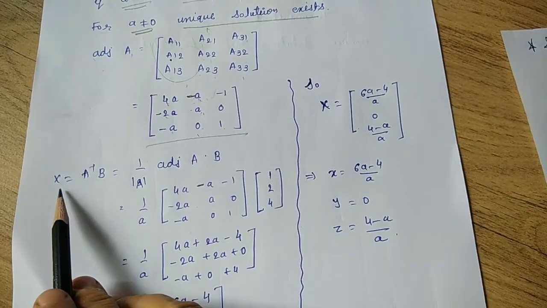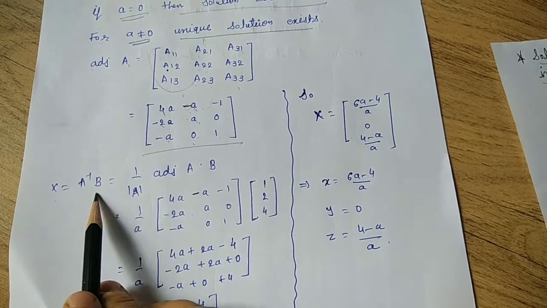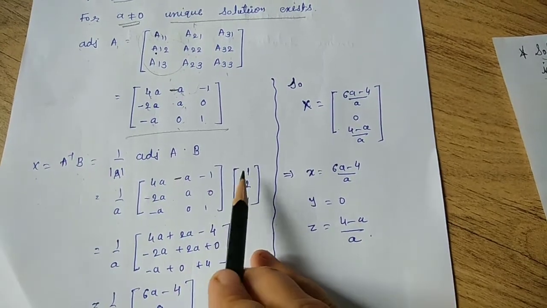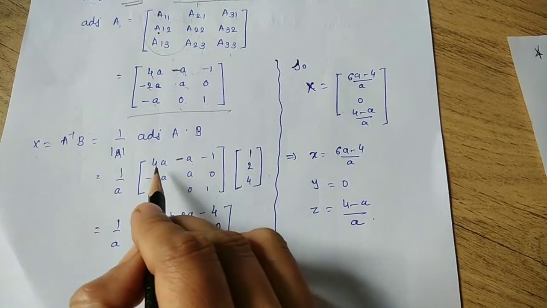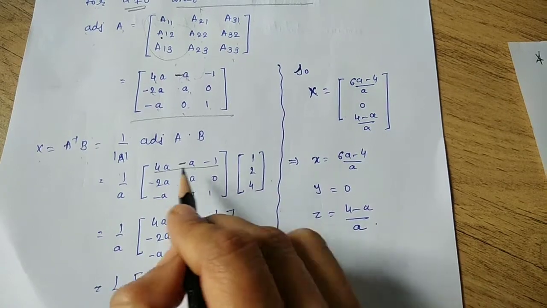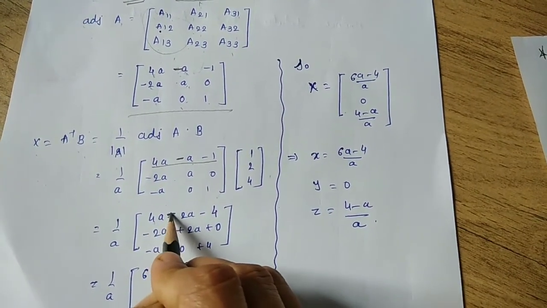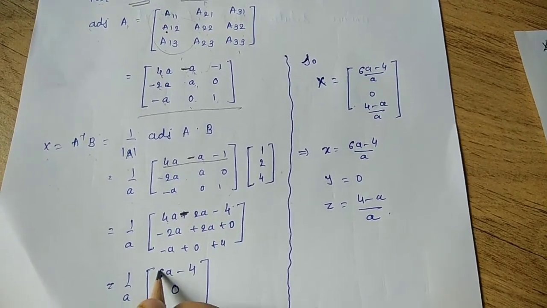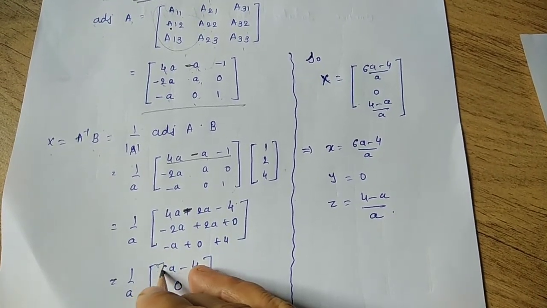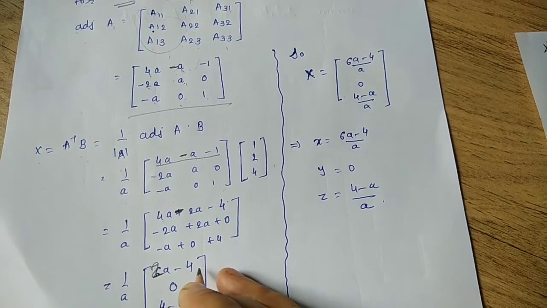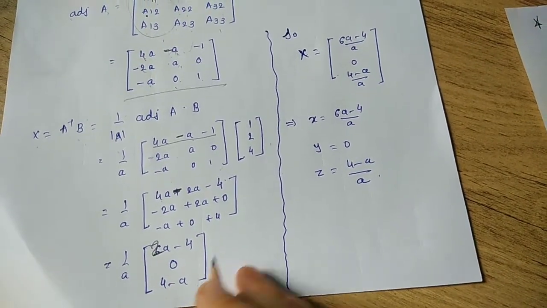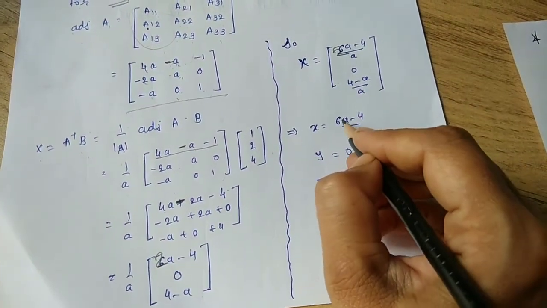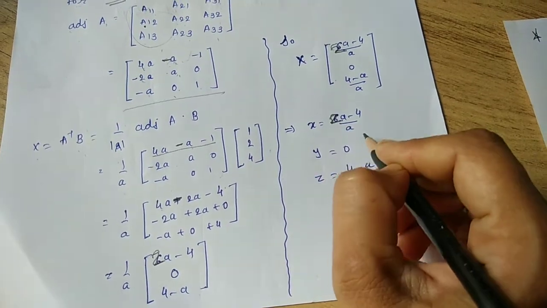Then find out the A inverse. So A inverse find, x is equals to A inverse into B. So this is your 1 upon a into adjoint of A into 1 2 4. So here as minus 1, so क्या होगा ये? फर्स्ट रो एंड फर्स्ट कॉलम. So 4a minus 2a minus 4. So यहाँ पे 4a minus 2a that is 2a. 6 की जगह पे क्या होगा 2a minus 4. 0, 4 minus a. So here your solution is 2a minus 4. So 2a minus 4, that is equals to here 2a minus 4 by a.